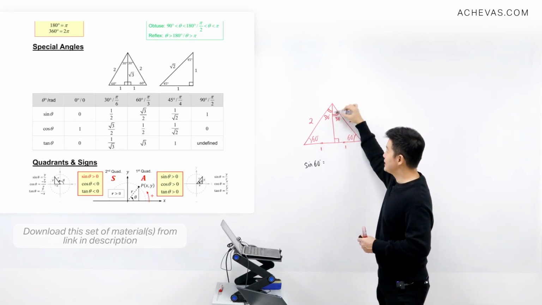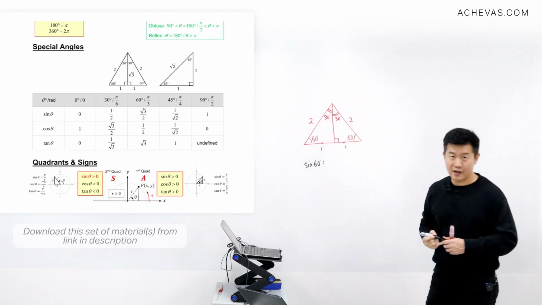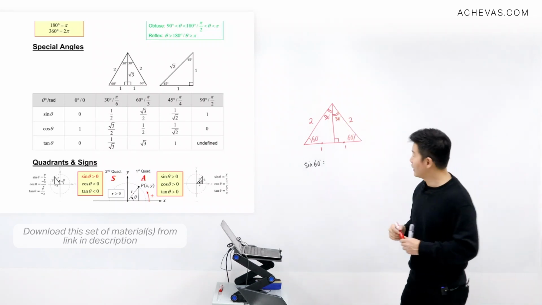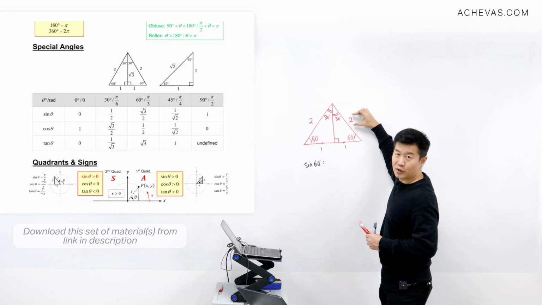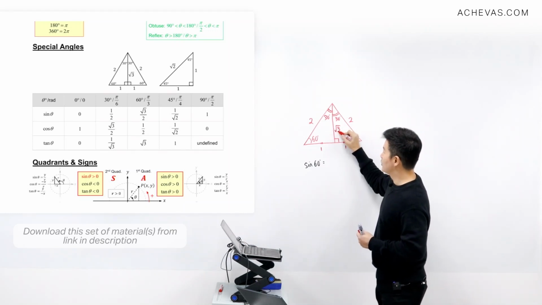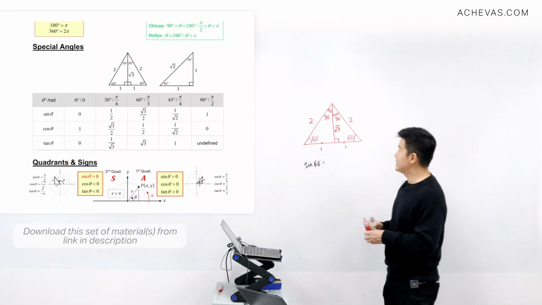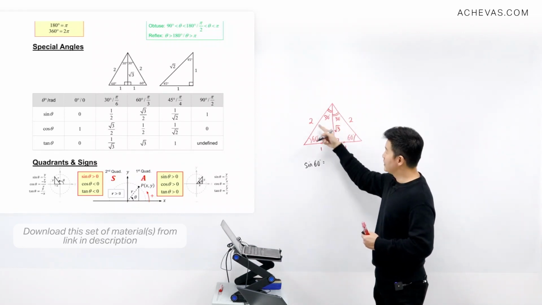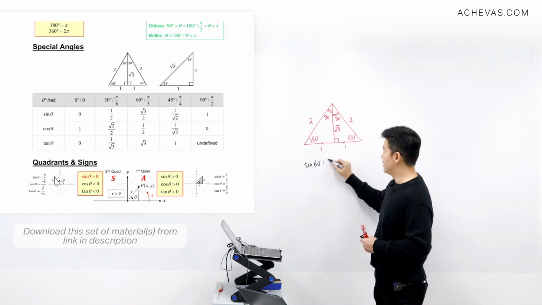Okay, for the opposite side, since it belongs to a right-angled triangle, we can also find the length of the opposite side by making use of the Pythagoras theorem. It is going to be square root of 2 square minus 1 square. So this is going to be square root of 3, which means that sine 60 degrees is going to be square root of 3 over 2, opposite over the hypotenuse.